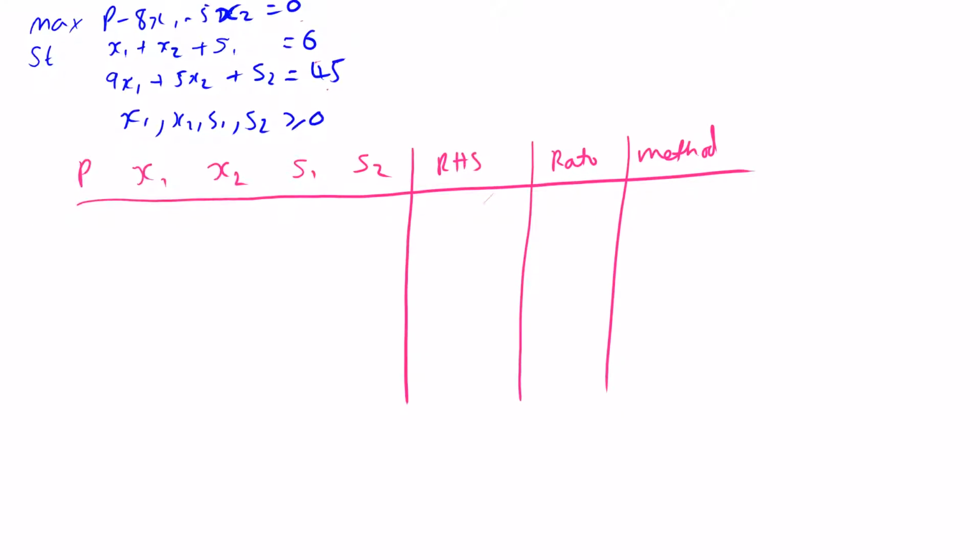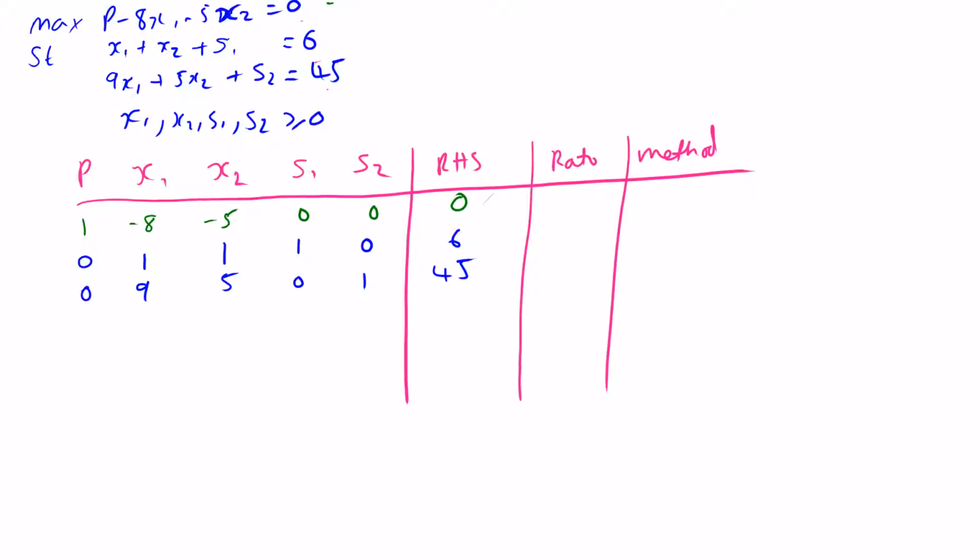So let's now put our standard form linear programming problem into the table. So start off with the objective function, 1 lot of p, negative 8 lots of x1, negative 5 lots of x2, no s1, no s2, and the right hand side is 0. For the constraints, we've got no p's at all. And then the first constraint is 1x1, 1x2, 1s1, no s2 equal to 6, and then 9, 5, 0, 1, 45.